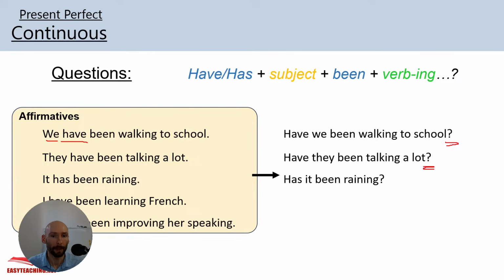Okay, my voice rises at the end. So the first one, have we been walking to school? My voice ends higher than how I read the first part of the sentence. Have they been talking a lot? Again, I end higher. Has it been raining?